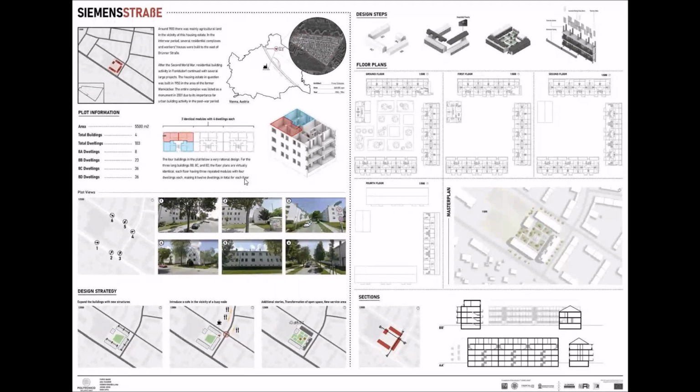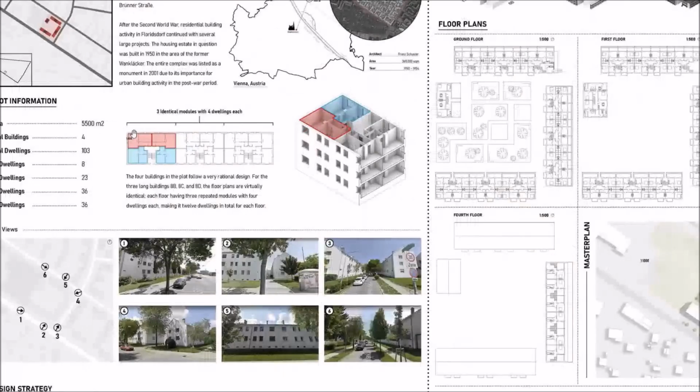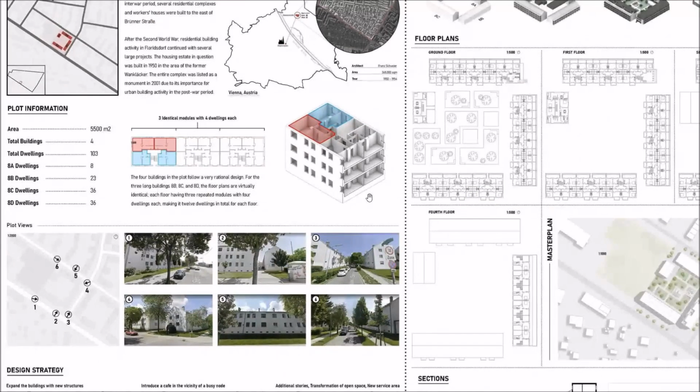If we look more closely into the modules, the original plan of the long buildings, which are 8B, 8C, and 8D, these buildings consist of 3 modules with 4 dwellings each, and each module has 2 types of dwellings that are mirrored on the other side. So they consist of 12 dwellings on each floor, and this is repeated with however many floors there are inside the building.